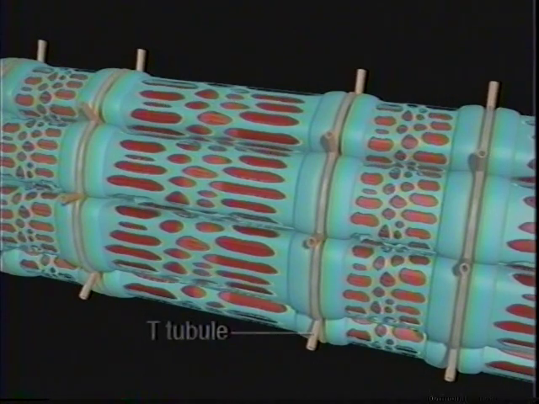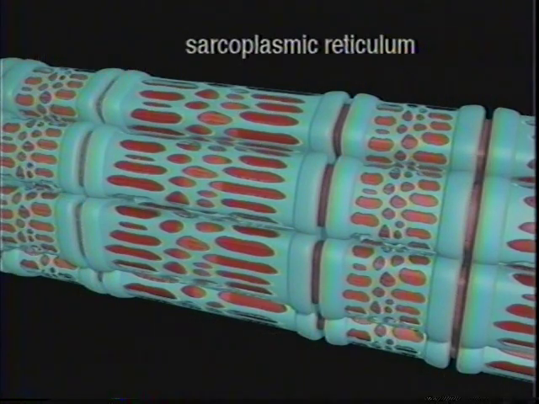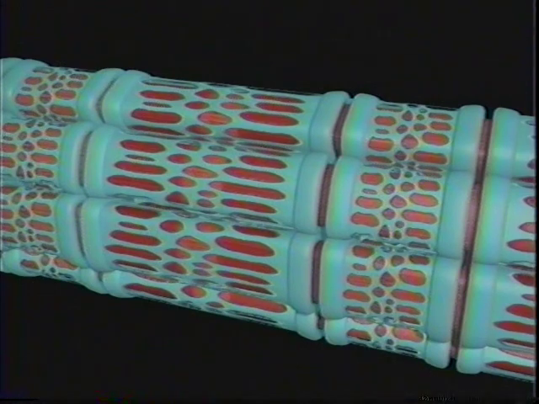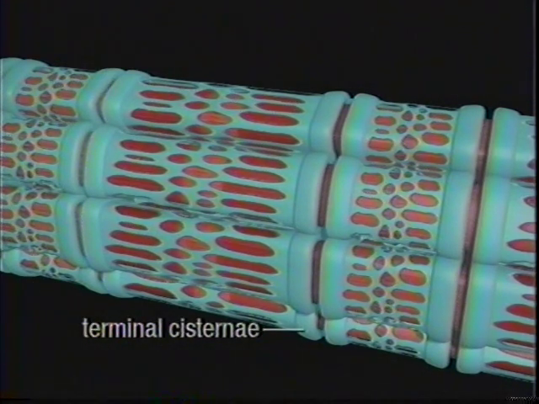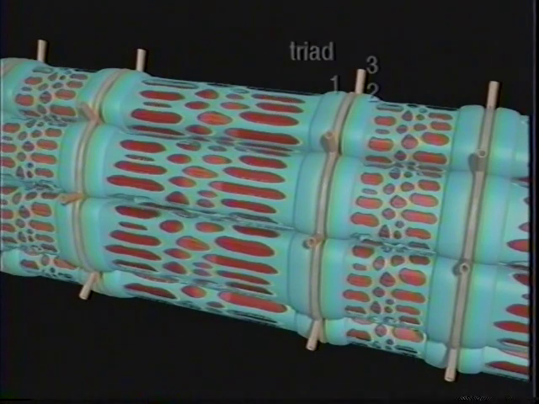Also surrounding the myofibrils are the membranes of the sarcoplasmic reticulum, shown here in blue. The sarcoplasmic reticulum is an internal membrane network similar to the endoplasmic reticulum of other cells. Near the T-tubules, the sarcoplasmic reticulum expands into blind end chambers called terminal cisternae. The association of a T-tubule with 2 terminal cisternae is called a triad.